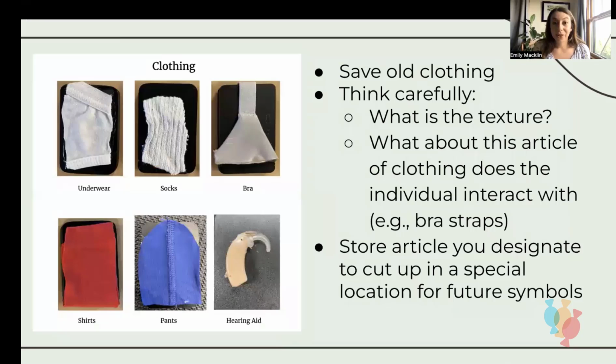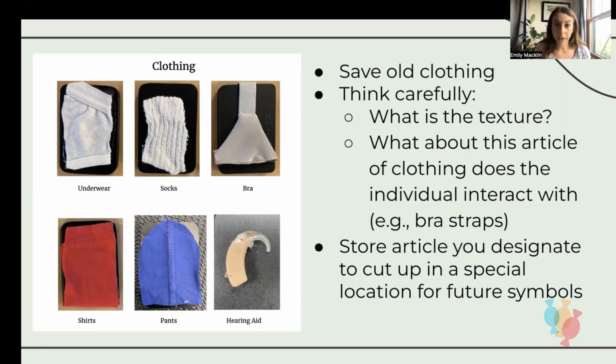So save old clothing. Think about what the texture, what the article of clothing, what about that article the individual interacts with. And then when you identify an old piece of clothing that really represents that concept well, store it in a special place so you can cut it up for more symbols later on, because we do need to think about durability, and with lots of repeated use, things will wear out. So you don't want to then start over with a new symbol completely.